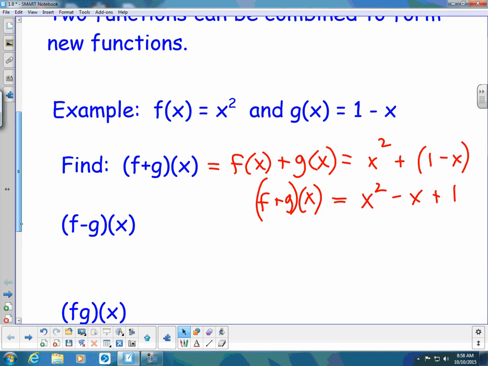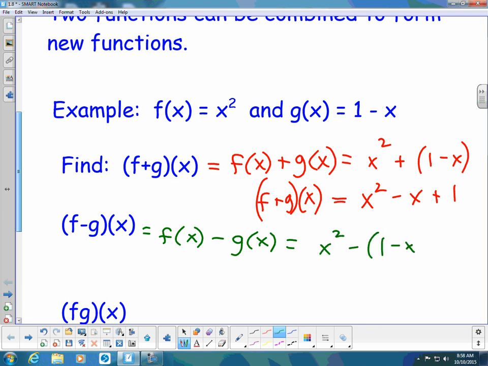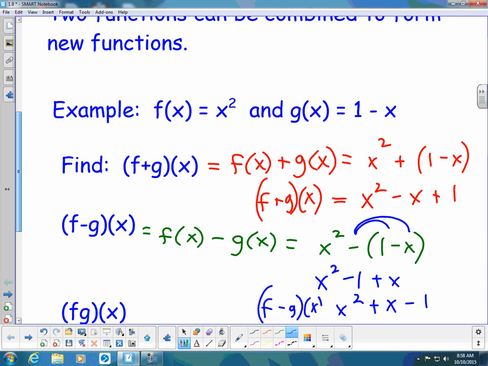Okay, so let's take a look at a subtraction. So for this one, f minus g of x is the same thing as saying f of x minus g of x, and in this case that would be x squared minus, remember, put the parentheses around the g of x, 1 minus x. If I distribute here, I get x squared minus 1 plus x, or in standard form, x squared plus x minus 1. So this would be my answer for f minus g of x.